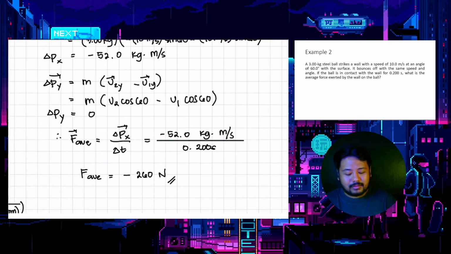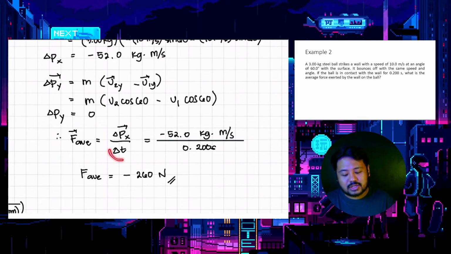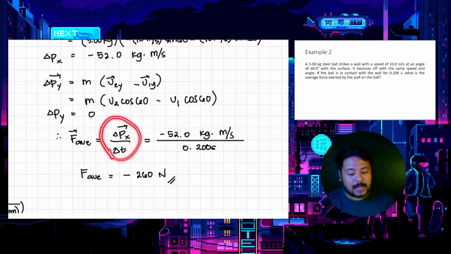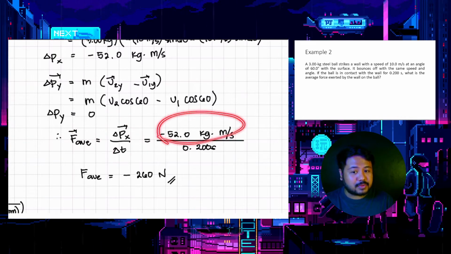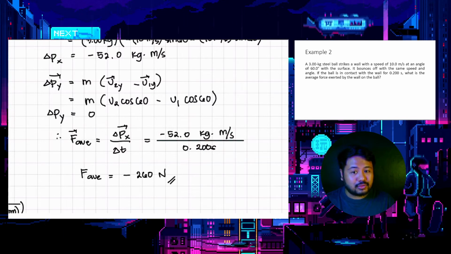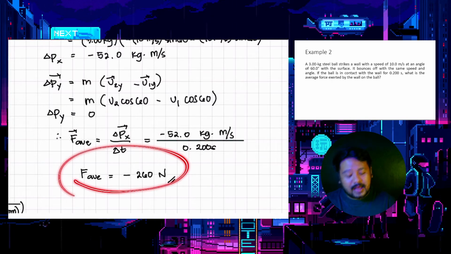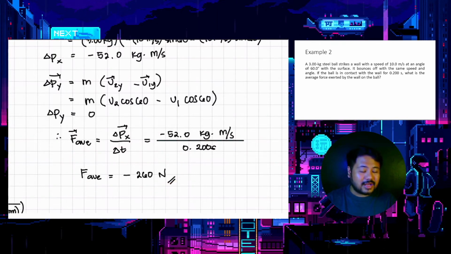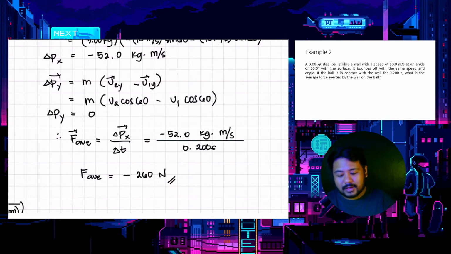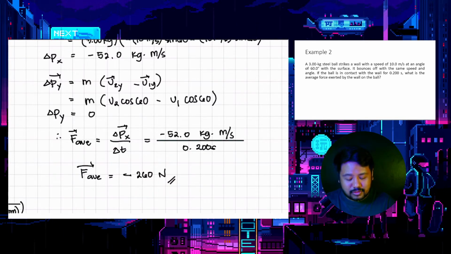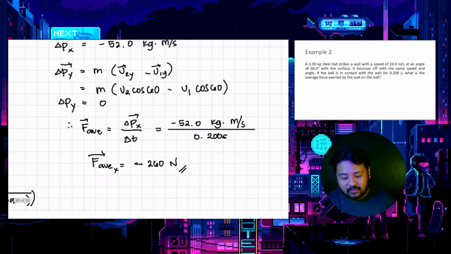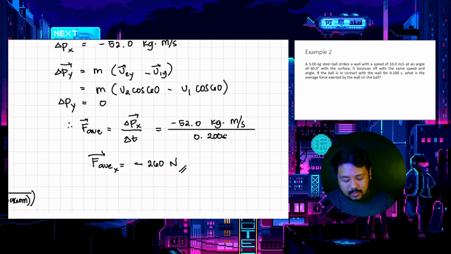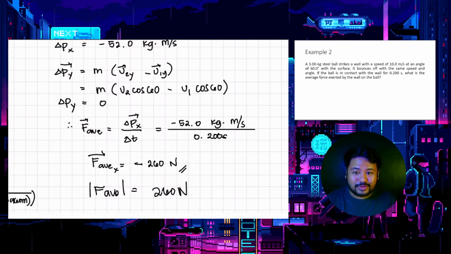So our average force now is just equal to the change in momentum in x over the change in time. So that's negative 52 kilogram meters per second over 0.200 seconds. So the average force is negative 260 newtons. By the way, and this is very important also, I forgot to write this one. This is along the x. Then if I'm going to get the magnitude of F, the absolute value of F, this is equal now to 260 newtons.